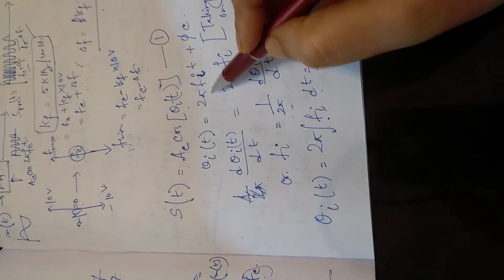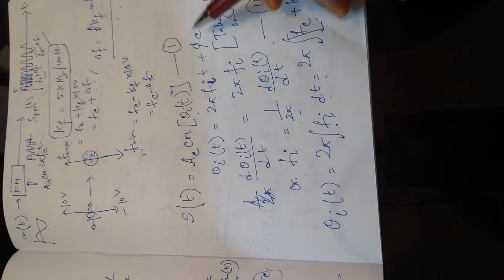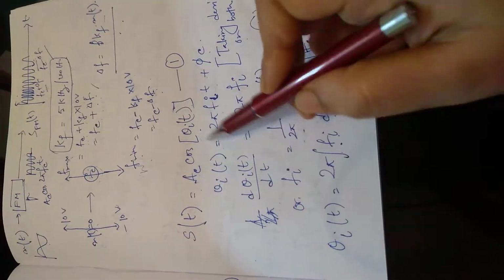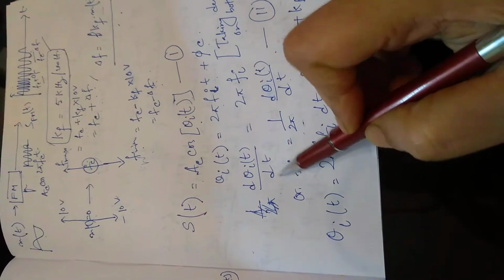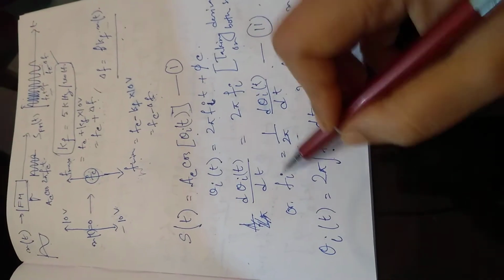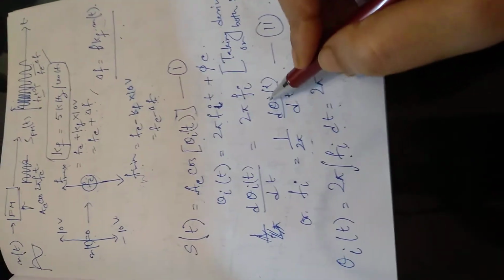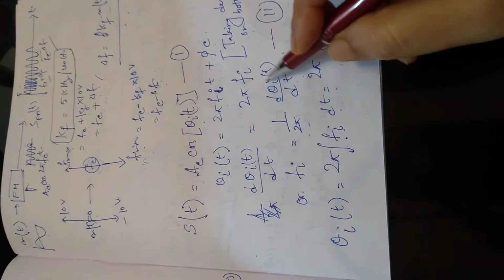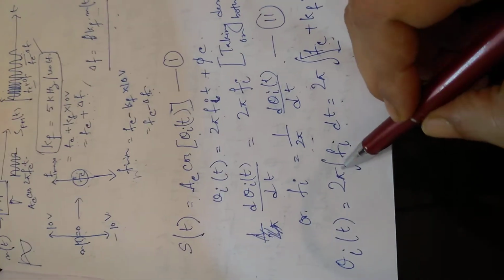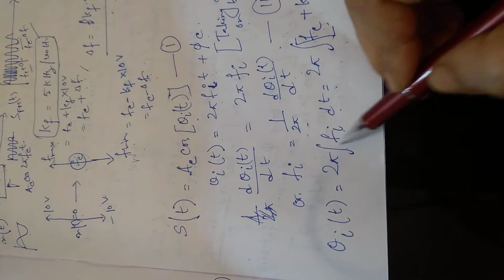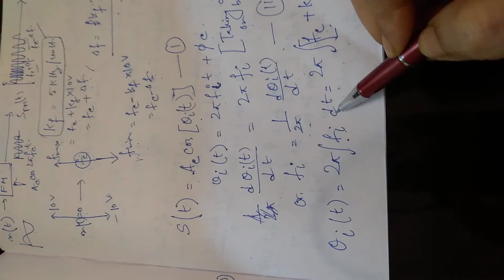So theta i(t) is given as 2 pi fi t plus phi c, and now I will take the derivative of both sides. I will get d theta i(t)/dt equals 2 pi fi. From here I will get the value of fi equals 1 by 2 pi d theta i(t)/dt, and from this equation I will take the theta i(t) value, which I will get through the integration of the above equation, which will give me 2 pi integration of fi dt.